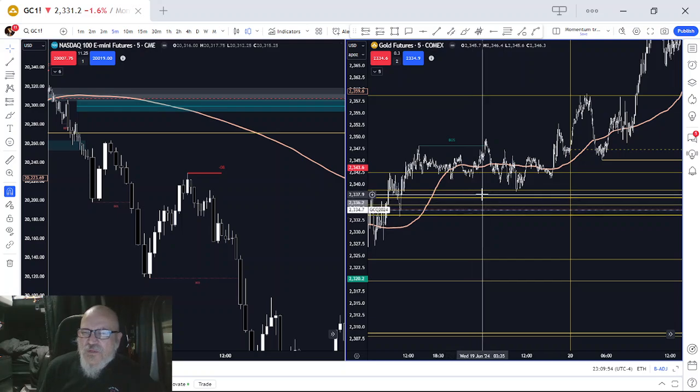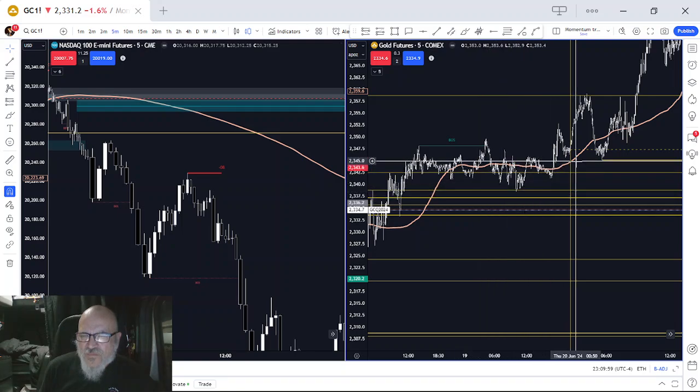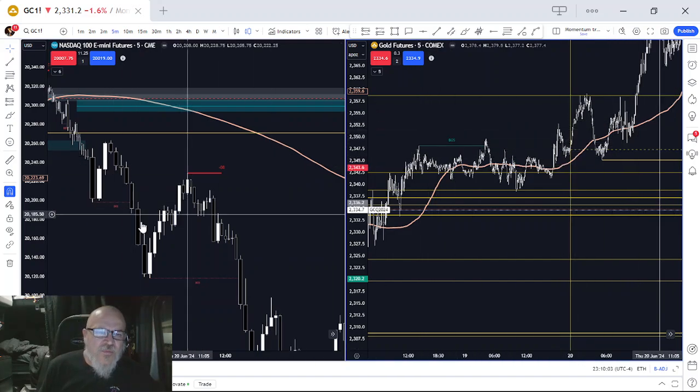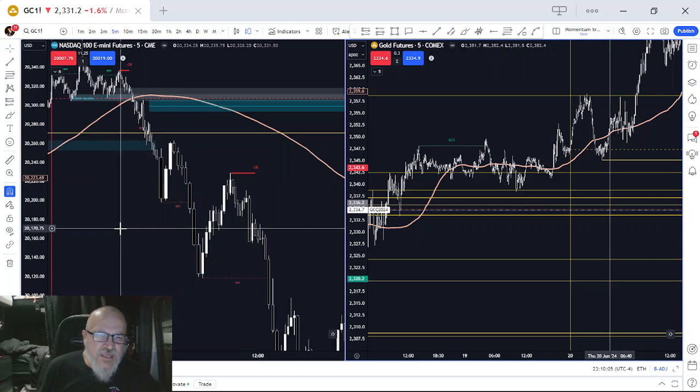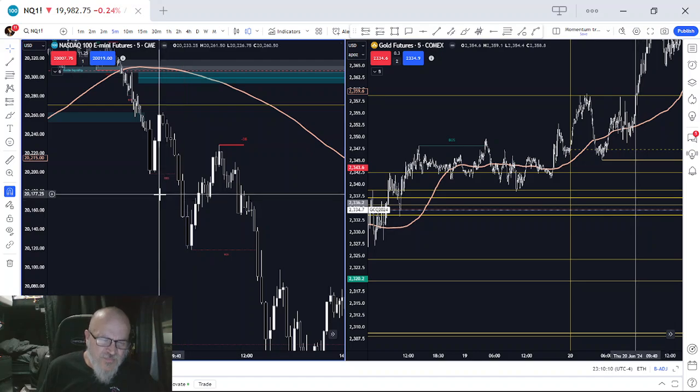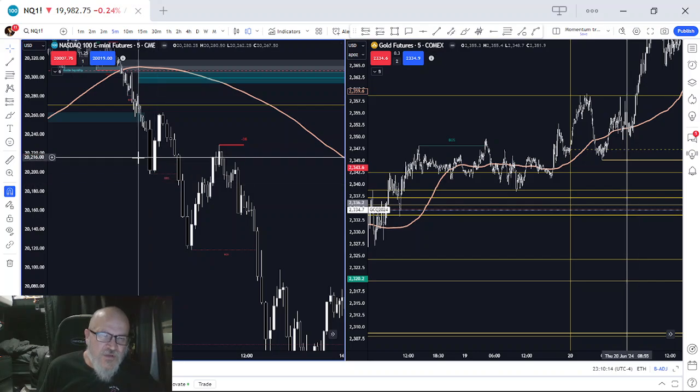Okay, so what I was talking about, it doesn't need to take liquidity. Here was the perfect one on Thursday on the NQ at the New York Open.